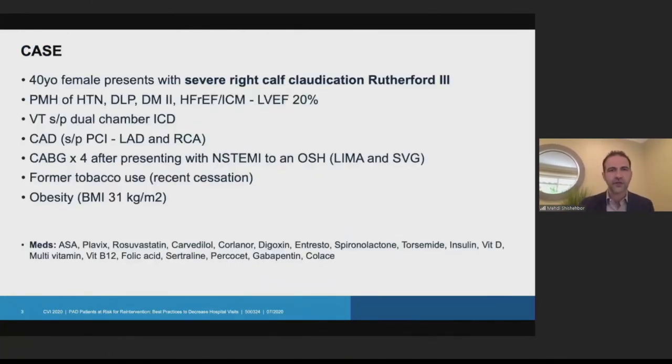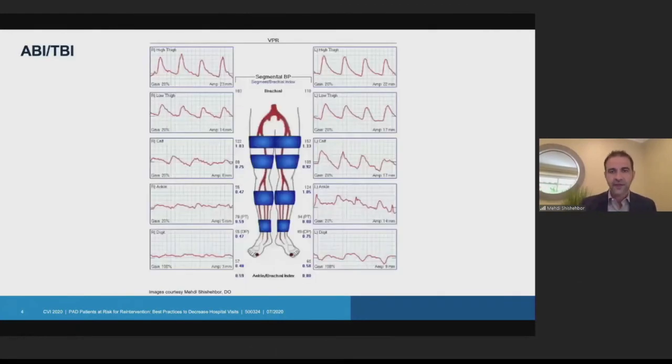And I have this 40-year-old female who also came to us, like Sahil's patient, with severe right calf claudication. She has a lot of comorbidities. EF is 20%. She's diabetic, similar to all the patients that we deal with. And she had prior coronary artery disease with prior CABG. Here's a PVR. On the right side, you can see the ABI is 0.59. On the left is 0.80.